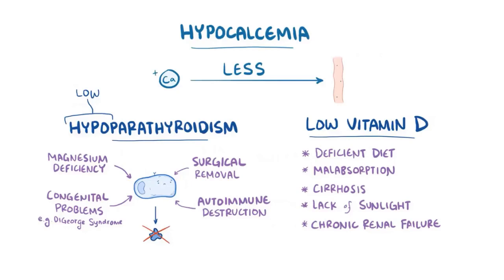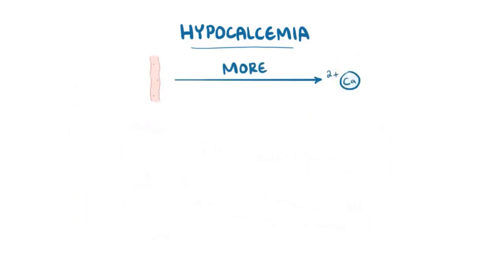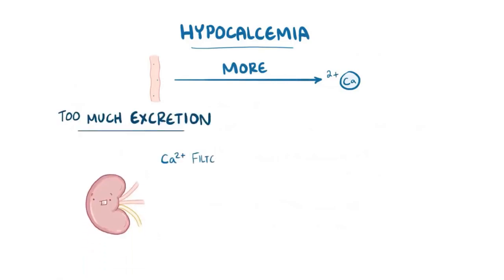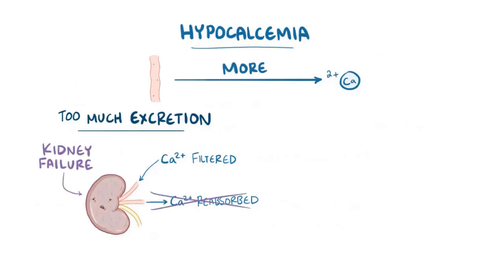And then there's the second cause, too much calcium leaving the blood. This might happen when too much ionized calcium gets excreted. Normally, calcium filters from the blood into the glomerulus of the kidney, but is then reabsorbed back into the blood by the nephron so that it isn't lost. In kidney failure, the nephron doesn't effectively reabsorb calcium, which allows it to get excreted in the urine.